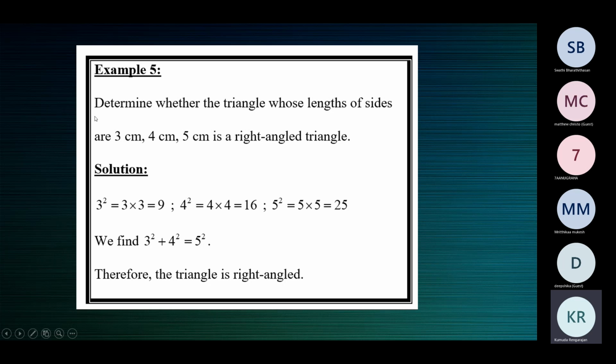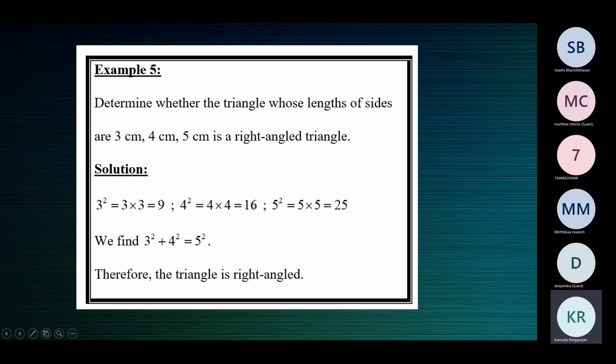So take up the three sides, 3, 4, and 5, and square them separately. 3 square is 9, 4 square is 16, 5 square is 25. Now we see that 3 square plus 4 square is equal to 5 square, because 9 plus 16 is 25, and 25 is equal to 25. The sides are 3, 4, and 5, so 3 square plus 4 square is equal to 5 square.